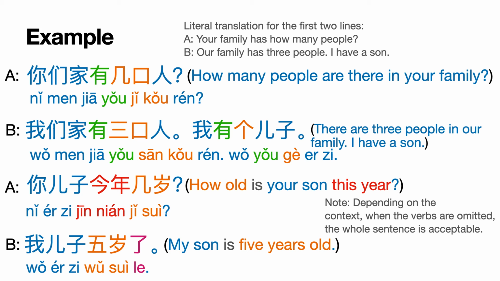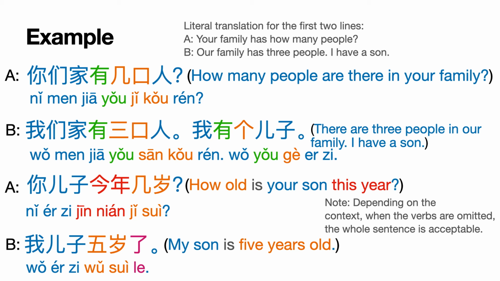你儿子今年几岁? How old is your son this year? 你儿子. See the example, why don't you say 你的儿子? Well, basically, you can say 你的儿子 or 你儿子, both of them make sense. 今年 this year, 几岁 how old? 你儿子今年几岁? How old is your son this year?